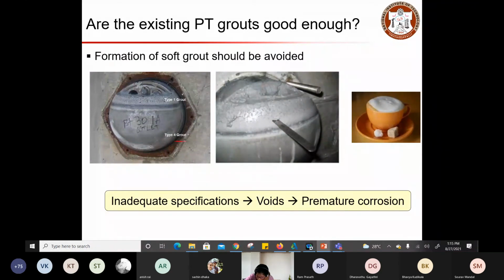So here you can see the type 4 grout, which is good quality grout without any pores or foam. And here you can see the type 1 grout that is used. This is basically called soft grout, which has a lot of fine pores, and that will lead to moisture ingress. So you can clearly see the distinction between these two types. The bottom one is in good condition, but the top one is not. It is called soft grout, and it has to be avoided because it will not be strong and has a lot of pores in it. These kinds of inadequate grouting specifications will lead to void formation, and that will lead to premature corrosion.